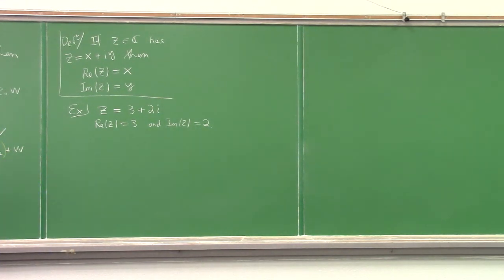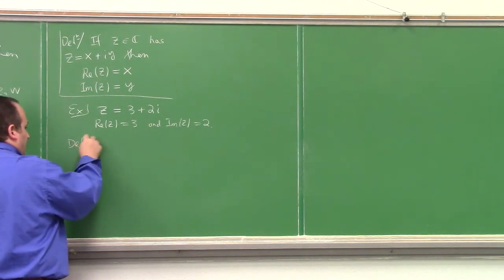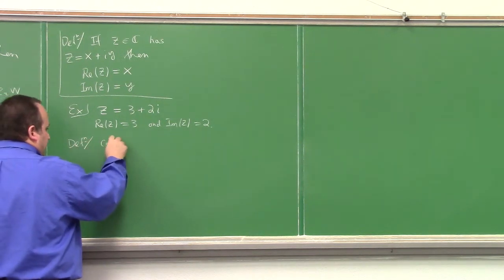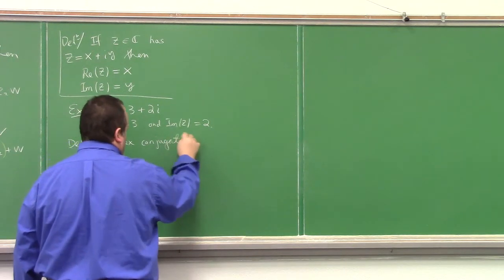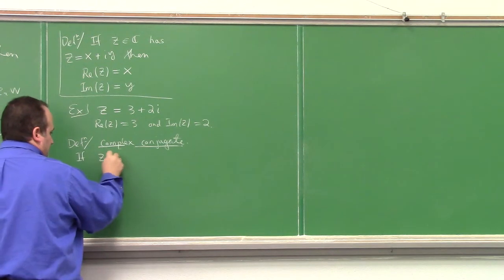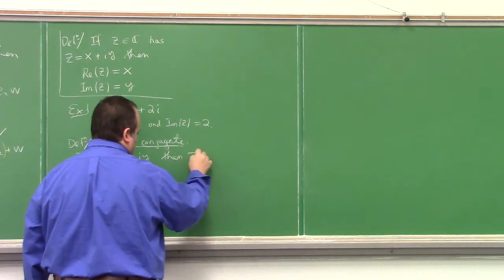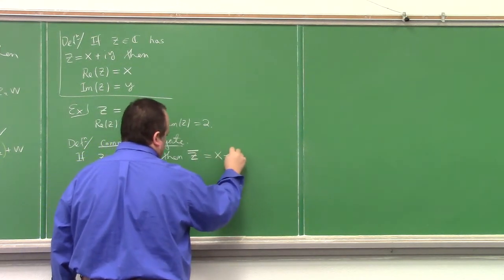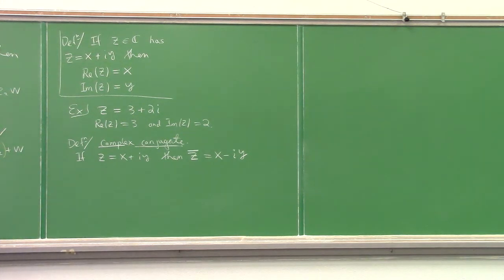Okay, so next definition, complex conjugate. If z equals x plus iy, then z bar is x minus iy. This is the so-called complex conjugate of z.